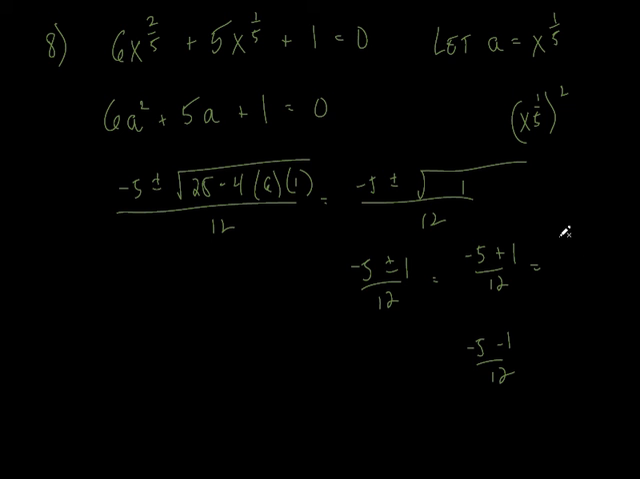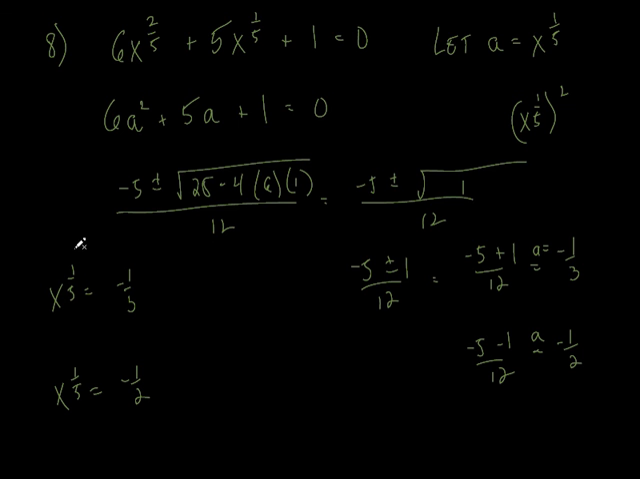That's negative 4 over 12. Negative 4 over 12 is negative 1/3, correct? So that's what a is. And then over here, that's negative 6 over 12, which is negative 1/2. So a is negative 1/3 and a is negative 1/2. Put it over here, so watch what we get. x to the 1/5 is equal to a, right? So this is one of the a's, so x to the 1/5 is negative 1/3. And then x to the 1/5 is equal to negative 1/2.